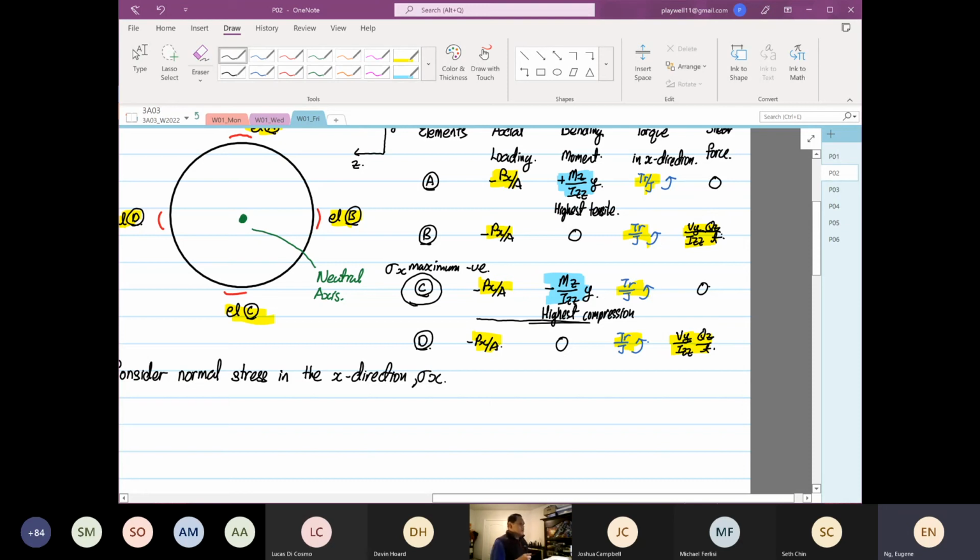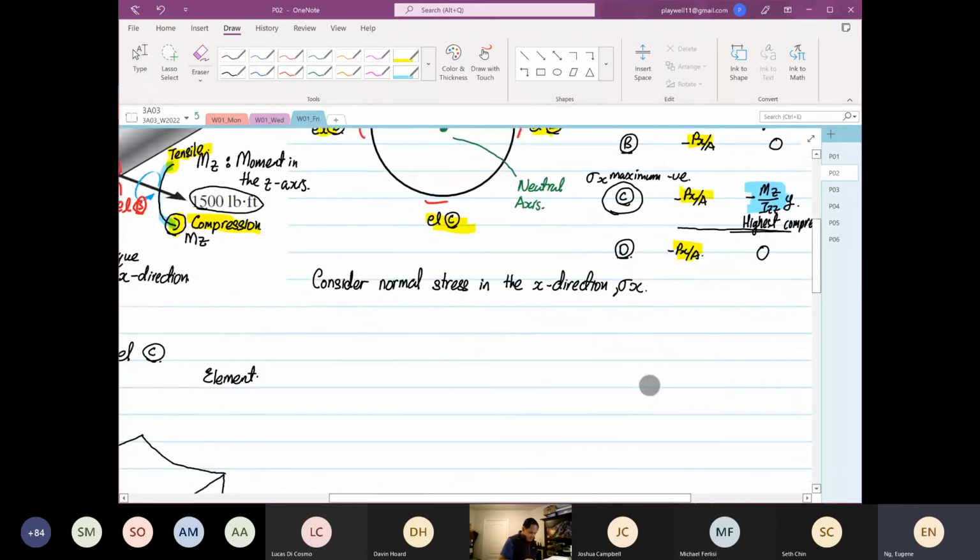We did not choose element A because the axial load is generating compression, while the bending moment is doing what? A tension. So it will not have the highest magnitude. Okay, so that's why we pick C.